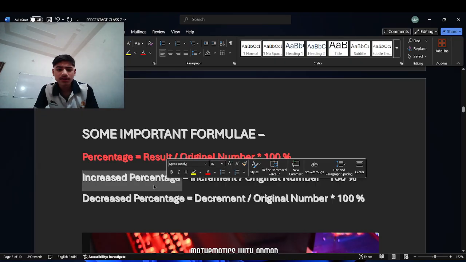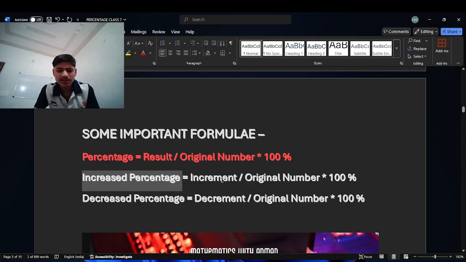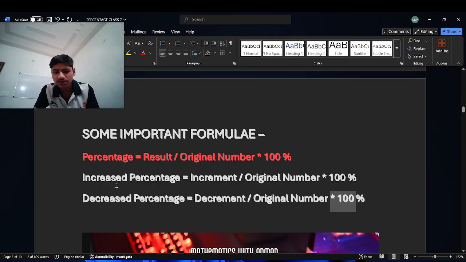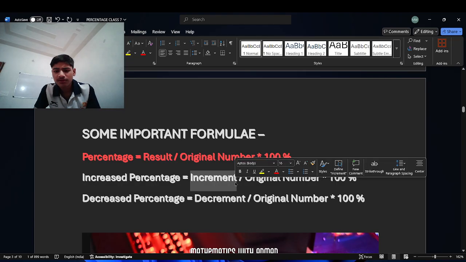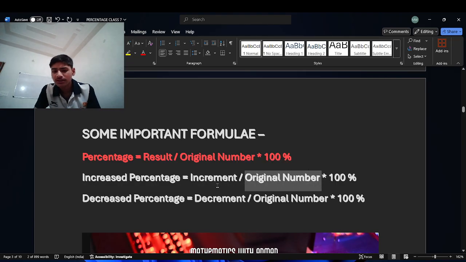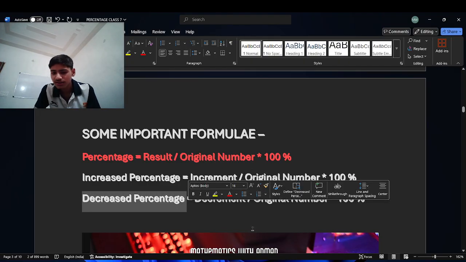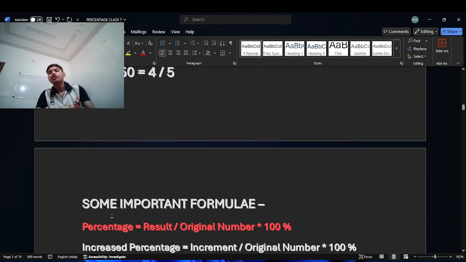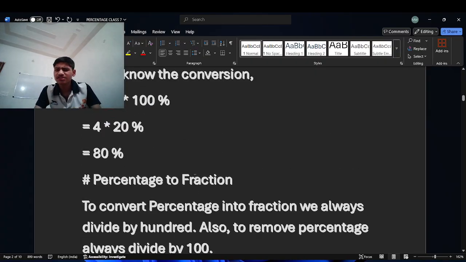If you have to calculate, you have got increased percentage, so multiply by 100%. Same for all the 3 formulas. Increased percentage means increment of original number. The increment you have got from the original number will be increased percentage multiplied by 100. And the decrement from original number will be decreased percentage multiplied by 100%. So we have got some explanation of the percentage.